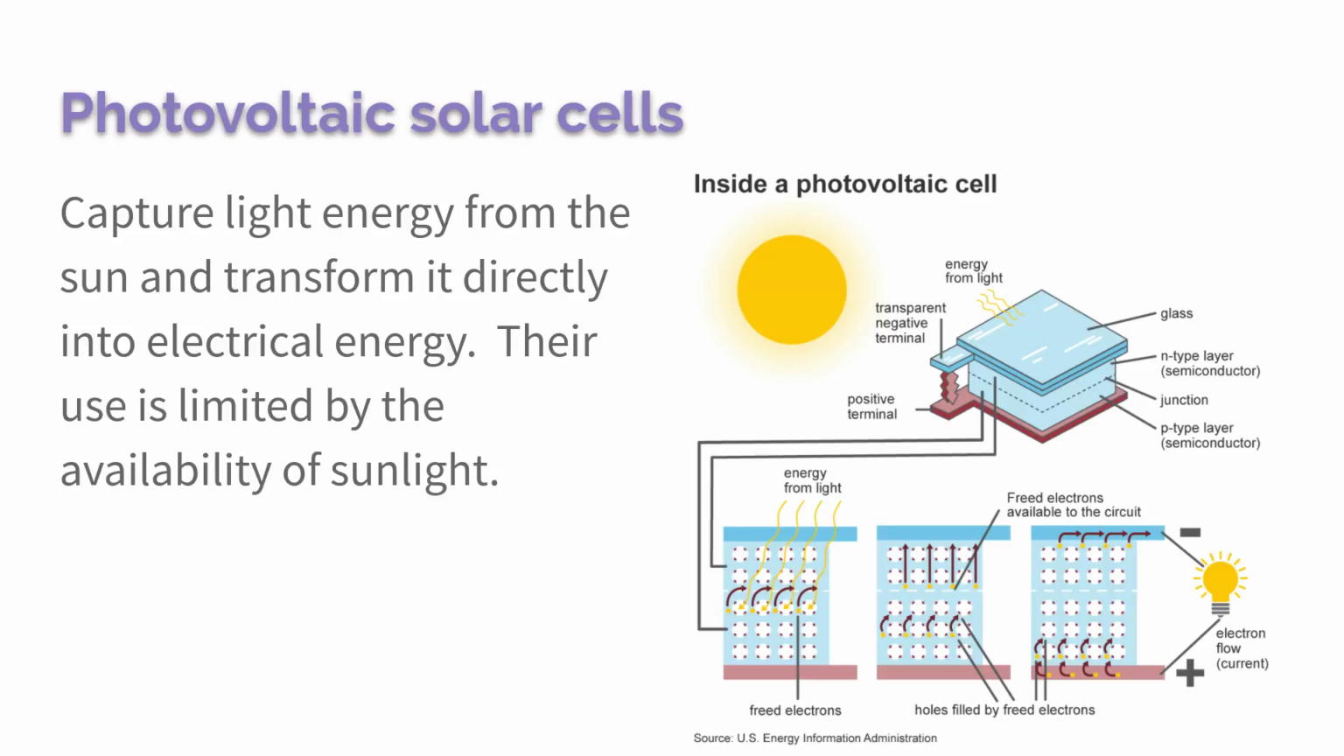The three main ways to use solar power. The first is to capture this light directly and then transform it into electrical energy. So what this will do is the energy from the sun will basically smack electrons and cause them to flow in a circuit. And that's all that electricity is, the flow of electrons.